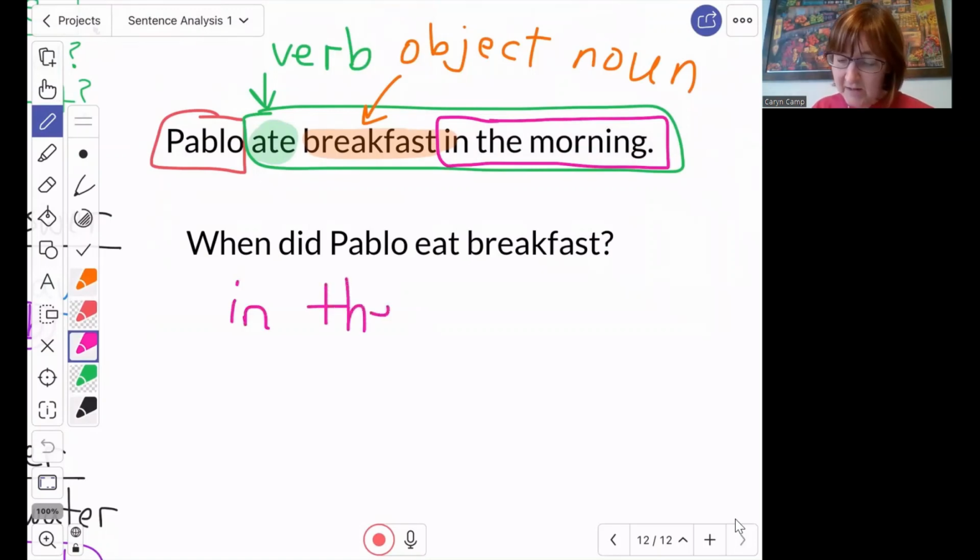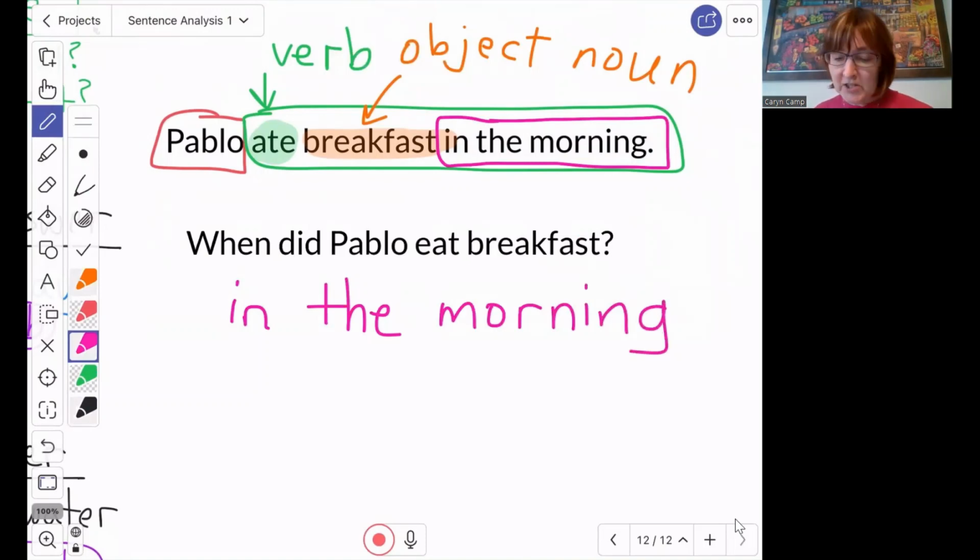I cannot just say in. When did Pablo eat breakfast? In doesn't make sense. When did Pablo eat breakfast? In the doesn't make sense. We have to say, not in that, in the morning. All three of these words together answer the question. Well, when we have a group of words, that means more than one word, that go together, like we have to stick them together with glue, and all together in a group, they're going to do one job, answer one question. We call that group of words, does anyone remember? A phrase.